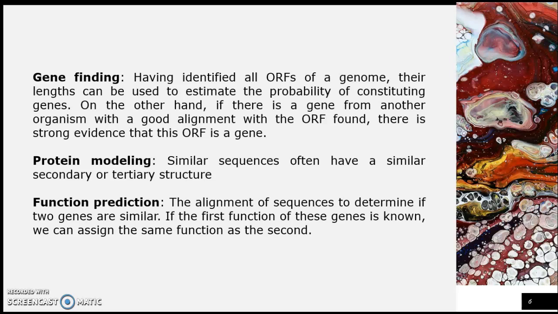Protein modeling. So similar sequences often have similar secondary and tertiary structures. It's very useful in comparing the structures with the DNA. That's compared to other species, how the structures differ based on how the DNA sequences differ. Function prediction. The alignment of sequences to determine if 2 genes are similar. If the function of the first gene is known, we can assign the same function to the second.